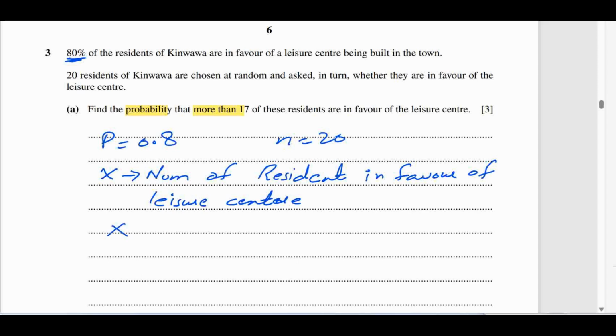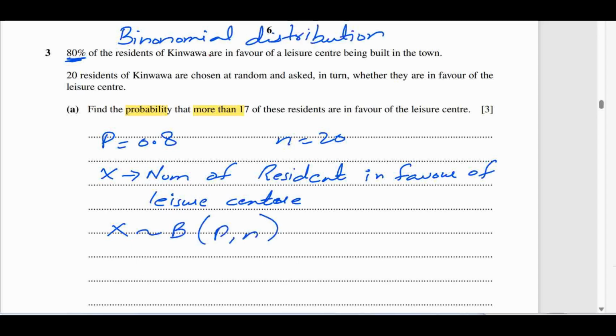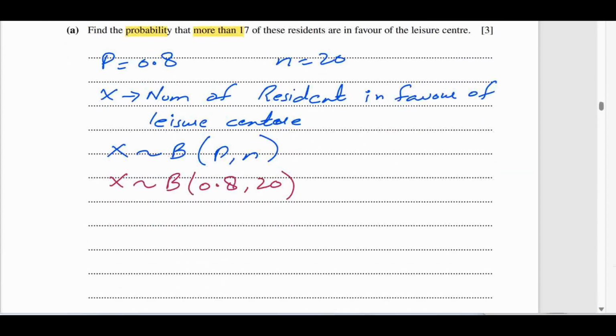So now let's see what we have to do. As we can see that this question is related to the binomial distribution, and as in the binomial distribution, X is binomially distributed with parameters N and P. So here we can see the value of P and N. So that is 0.8 and N is 20. So let's move on to the next one. Probability of X greater than 17 is equal to, what we have to do, we have to find the probability that is more than 17.